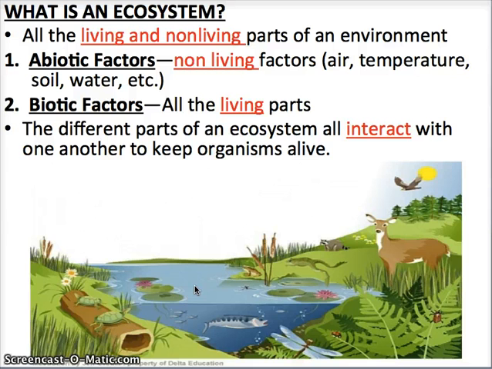We also have biotic factors. The prefix bio means life, so biotic means living factors. And you can see we have animals like birds and deer, we have grass, we have fish. And an ecosystem consists of those two things because the non-living things, or the abiotic factors, interact with the biotic factors, or the living things. They depend on each other.